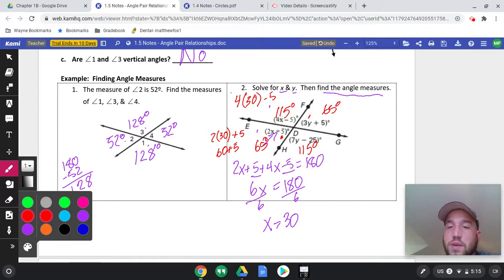Now the final step here, we want to find what y is. Two options. We can add those two angles together to equal 180, or we can just set 3y plus 5 equal to the 65 we found here. Subtract the 5, subtract the 5. 3y will equal 60, and y will equal 20.